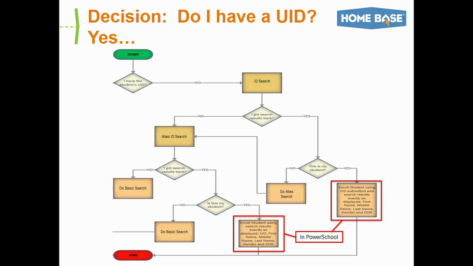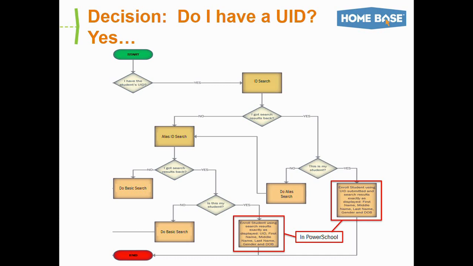If, after you've entered the ID into the ID search, you get results back, but you don't see the student you're looking for, then you can consider going back and using the alias search function to see if you can locate your student that way. If you get results back after doing the alias ID search, you would then follow the same protocol for determining if the students that are returned are the student that you're looking for. If so, use that same information in PowerSchool to enroll or update that student.